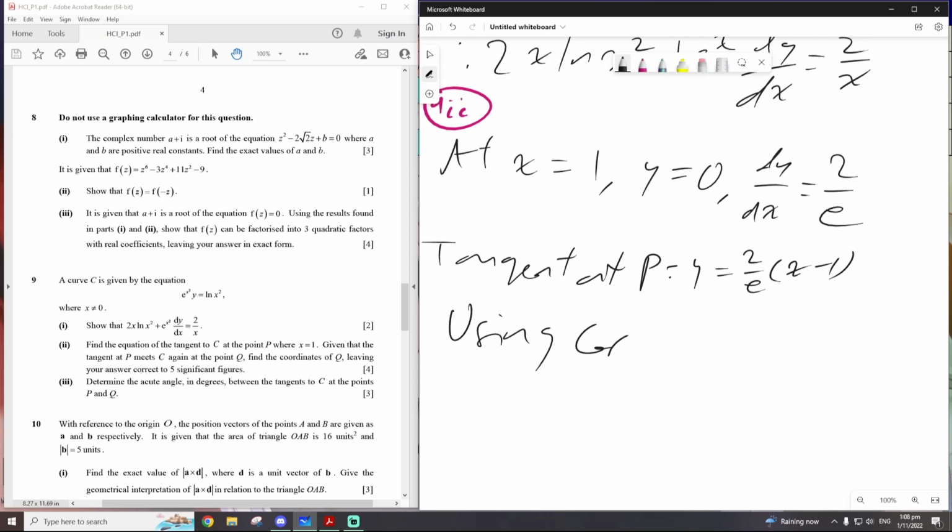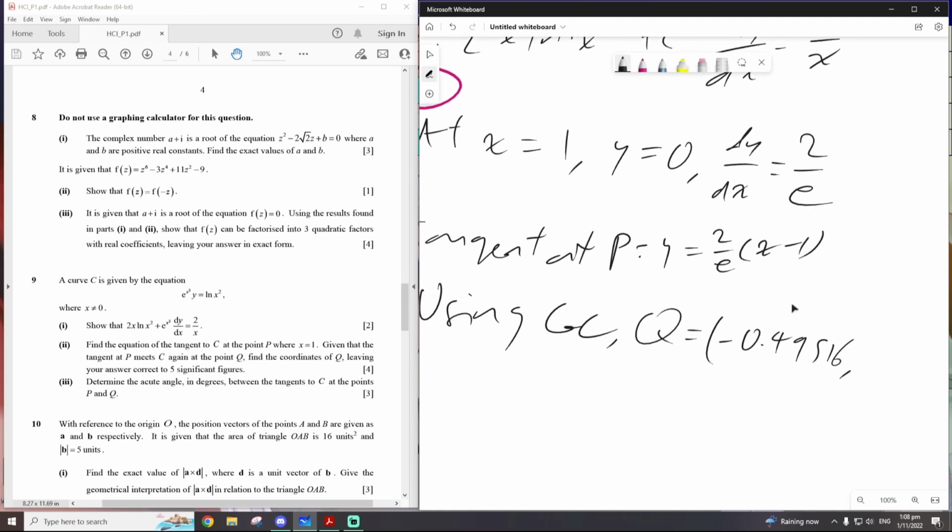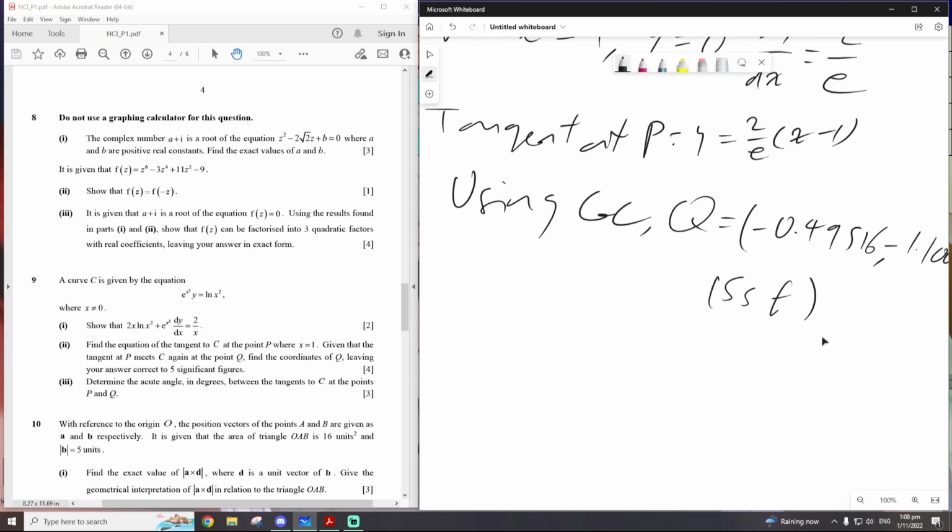We use GC. So you notice that you can actually just divide e power x squared on both sides to get y in terms of x, and you plot that graph in your GC, you plot the same line in your GC, you can find the coordinates of Q very easily. And I won't show you how to do that. Hopefully you know how to do that. You will get negative 0.49516, and I think the y coordinate is negative 1.1001, to 5 s.f. Okay, nice.